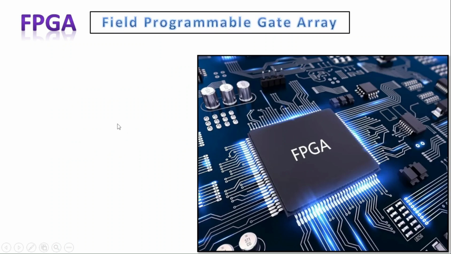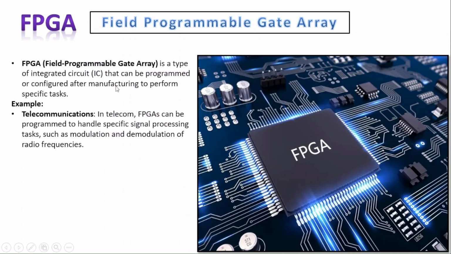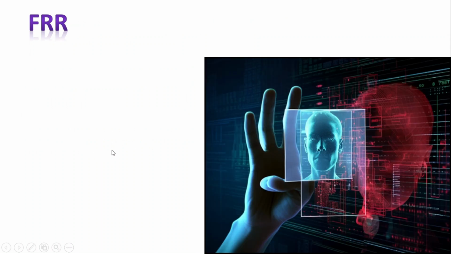FPGA, that is Field Programmable Gate Array. So FPGA, Field Programmable Gate Array, is a type of integrated circuit that can be programmed or configured after manufacturing to perform specific tasks. Example, telecommunications. In telecom, FPGAs can be programmed to handle specific signal processing tasks such as modulation and demodulation of radio frequencies.